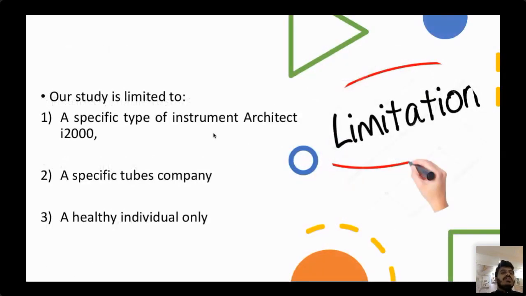Limitations. Our study is limited to a specific type of instrument, the Architect i2000. Also, it is limited to a specific tube company. And also, we did our study on healthy individuals.